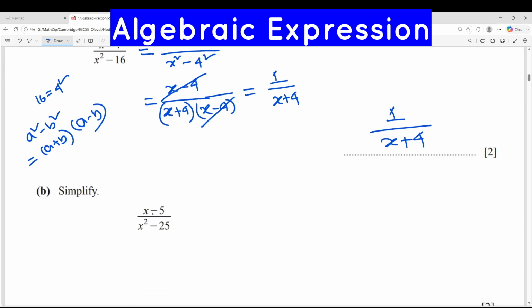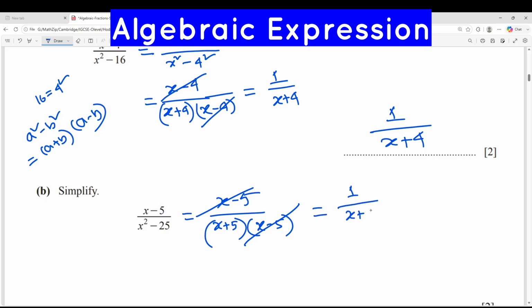Next one, simplify (x − 5)/(x² − 25). So this one we can write x − 5 and here is (x + 5) times (x − 5). So x − 5 out. Here is 1/(x + 5).